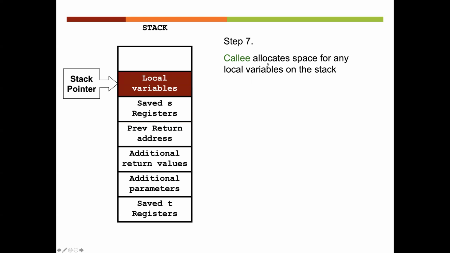The callee will need to then allocate appropriate space for variables on the stack. And therefore our stack pointer is incremented and now points to the location of where the local variables are being stored.